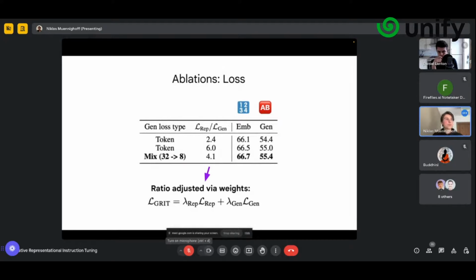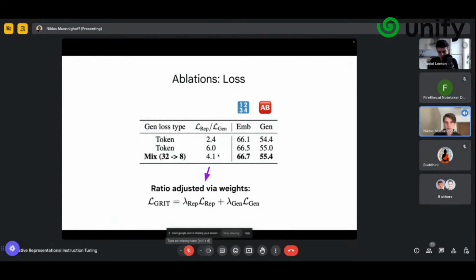Intuitively, we want a bigger representation loss because that loss is completely new for these models, whereas they've already seen the generative loss during pre-training. So there's probably not as much work to be done there, but they have to really learn how to represent things. That's why we make sure the ratio is bigger than 1, so the representation loss is bigger than the generative loss. Specifically, we find that going from 2.4 to 6.0 improves performance, especially on embedding, though surprisingly even on generation, because the representation or embedding tasks now have more weight.